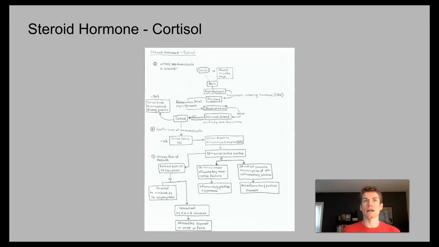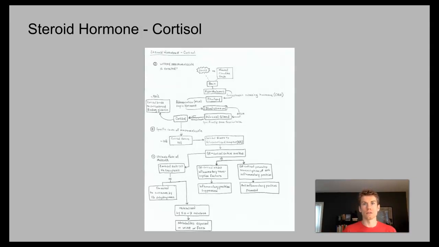The other way is that this same cortisol GR complex, once it's in the nucleus, could also bind to transcription factors and promote anti-inflammatory cell signaling, which will create anti-inflammatory proteins that will basically mitigate the effects of any inflammatory proteins that have been released throughout the body.